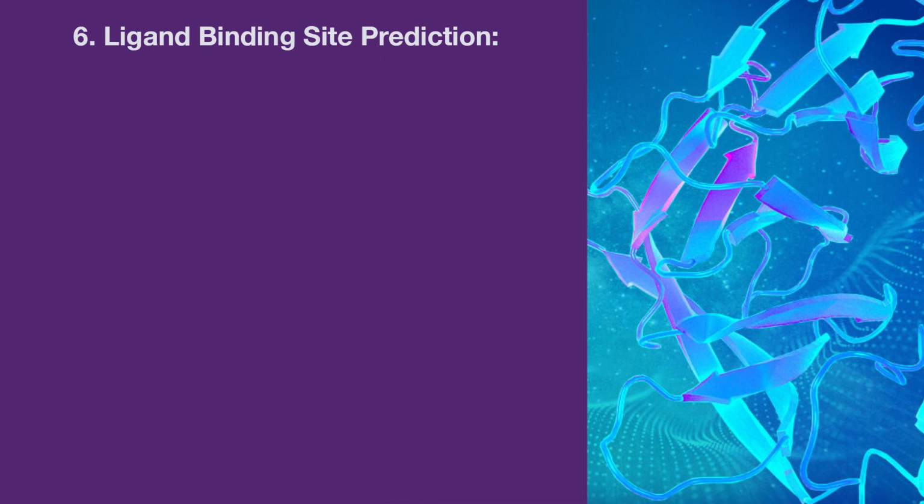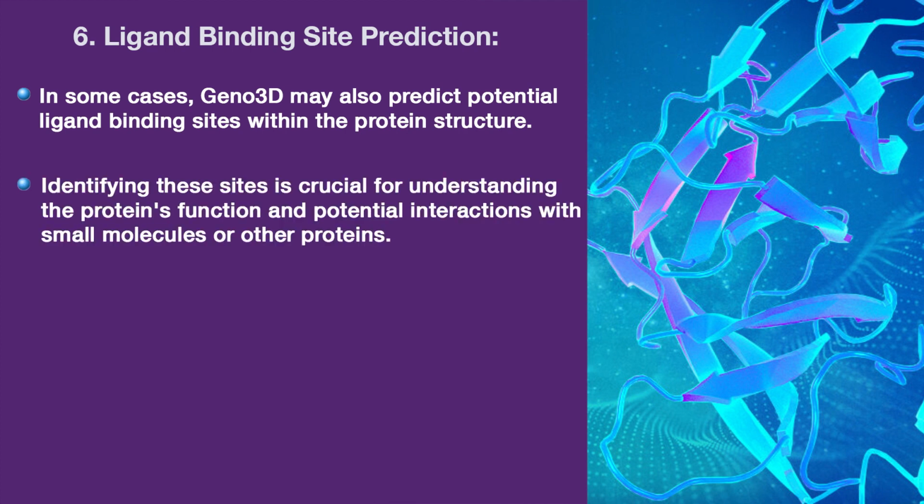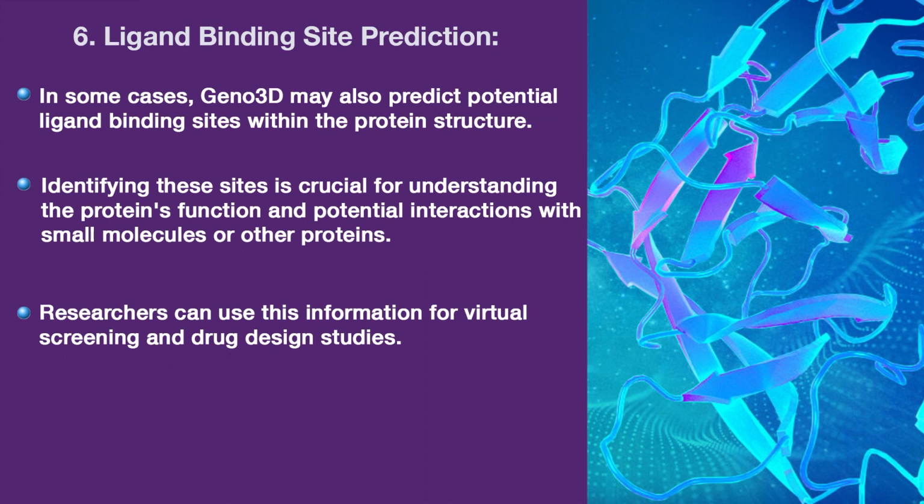The next result is ligand binding site prediction. In some cases, Geno3D may also predict potential ligand binding sites within the protein structure. Identifying these sites is crucial for understanding the protein function and potential interactions with small molecules or other proteins. Researchers can use this information for virtual screening and drug design studies.